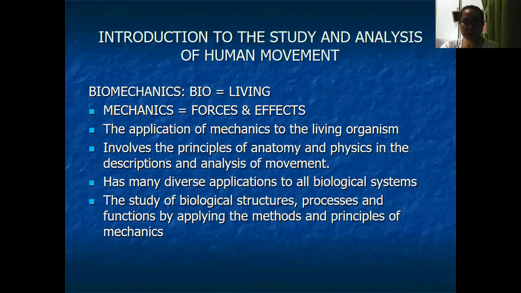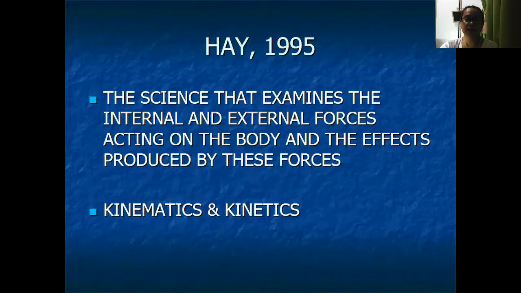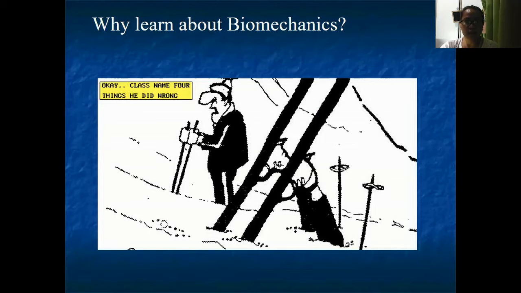Since we are dealing with the analysis of human motion, we also need to know the biological structure of each organ, particularly the muscular and the skeletal system. According to Hay 1995, it is the science that examines the internal and external forces acting on the body and the effects produced by these forces. It can be either kinematics or kinetics.